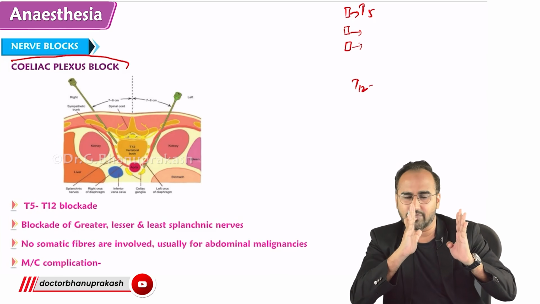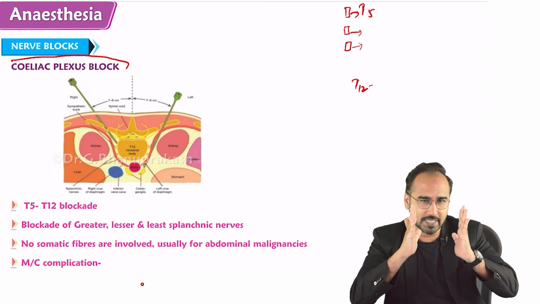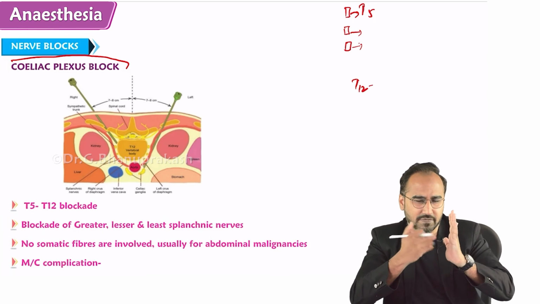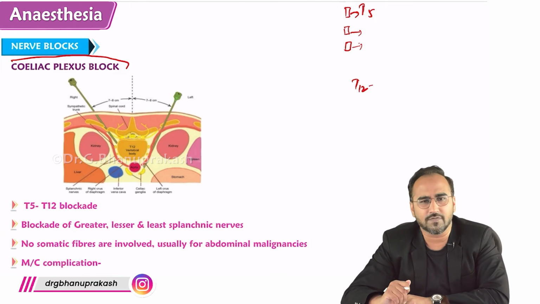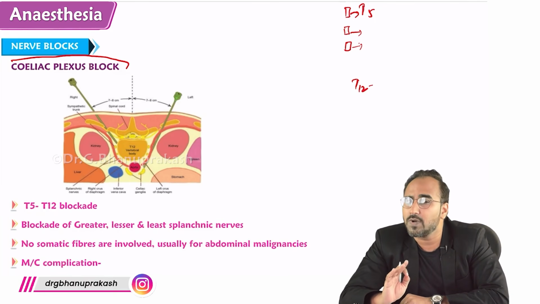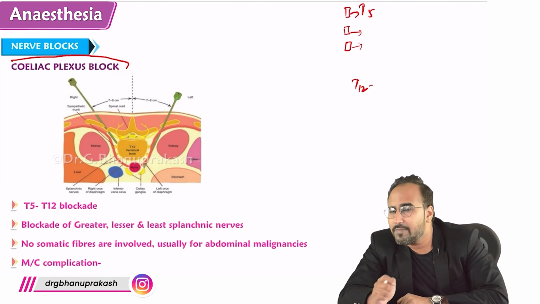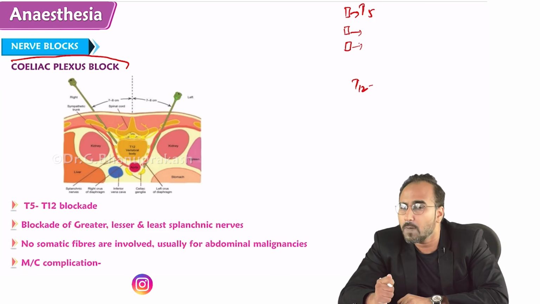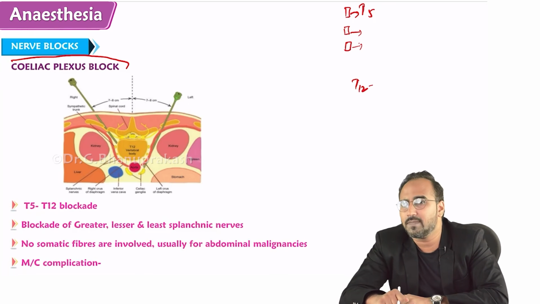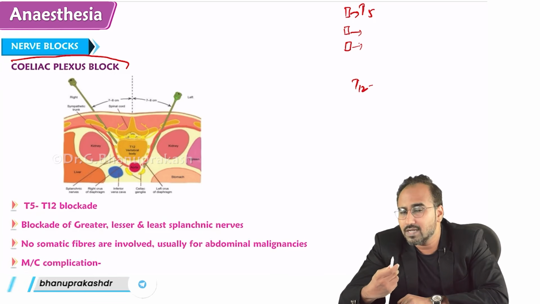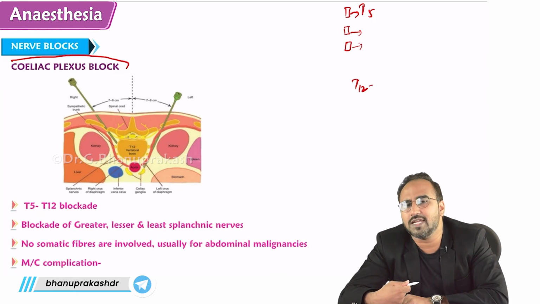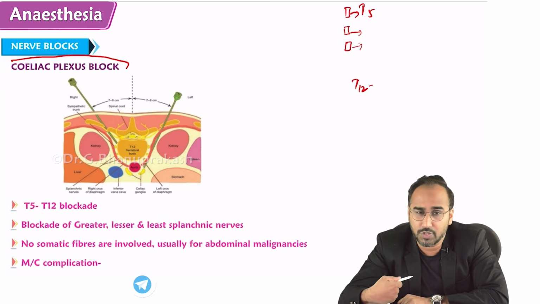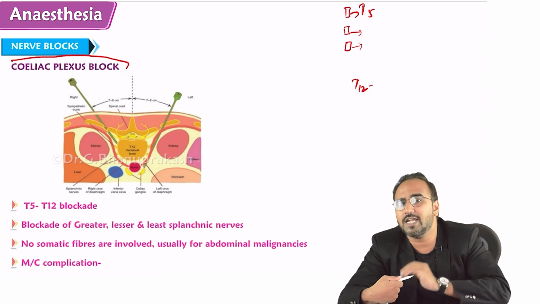This will be the skin of the back. Celiac Plexus will be present deep inside, beside the bodies of T5, T6, T7, T8, T9, T10, T11 and T12 vertebrae. If you want to block the Celiac Plexus, same like spinal anesthesia, you go behind the patient, you clean the back, you take the needle, you insert the needle beside the bodies of T5 or T6. You have to take a long needle. Why? Because Celiac Plexus is very deep inside.